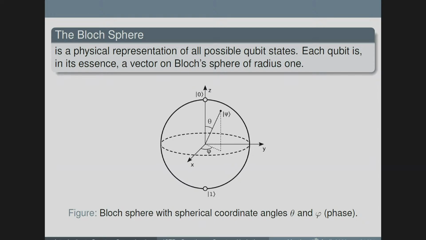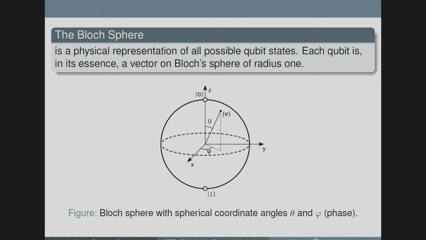So the Bloch sphere, this is your physical representation of your qubit, right? You can think about the qubit being on this Bloch sphere. It's a vector on this Bloch sphere with length of 1. And you use spherical polar coordinates to describe the position of that vector.